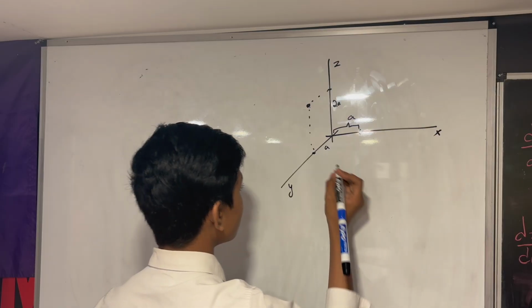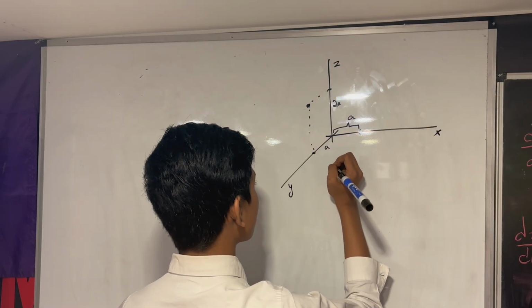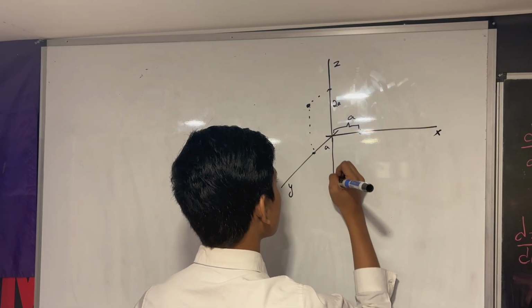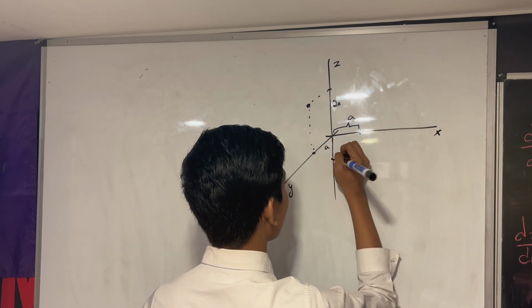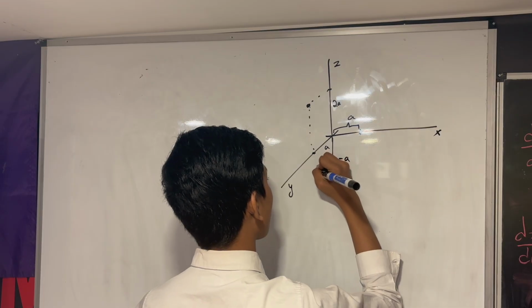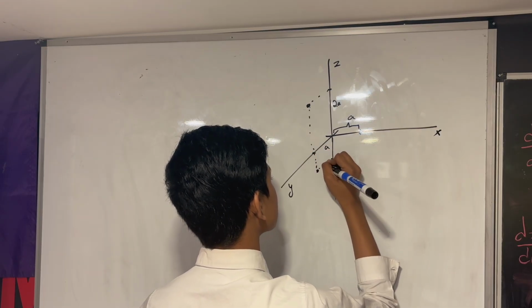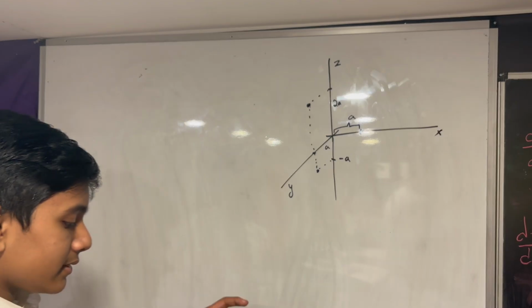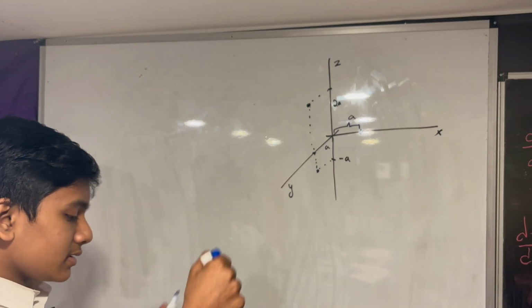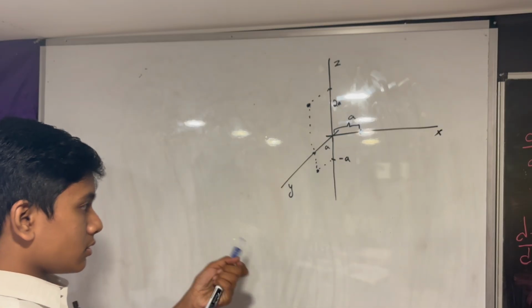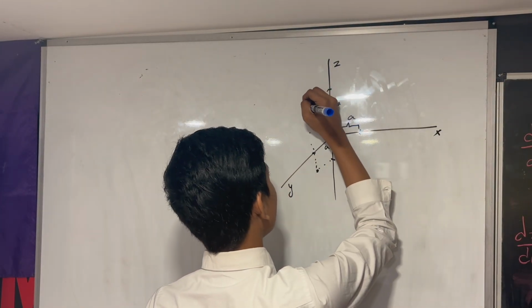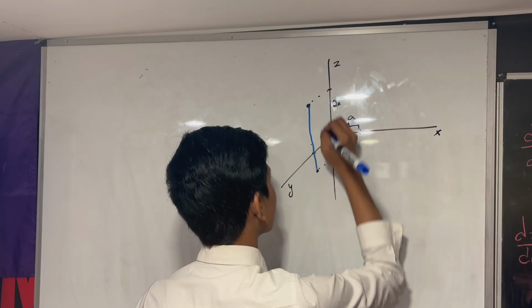And finally, I'm going to have a third one that's at the same position on the y-axis, but negative a on the z-axis, which looks like this. Which means that the whole thing's going to end up connecting like a triangle.